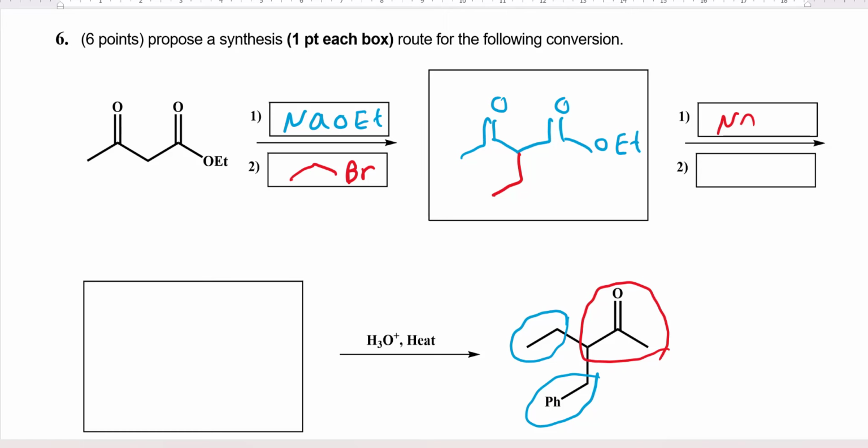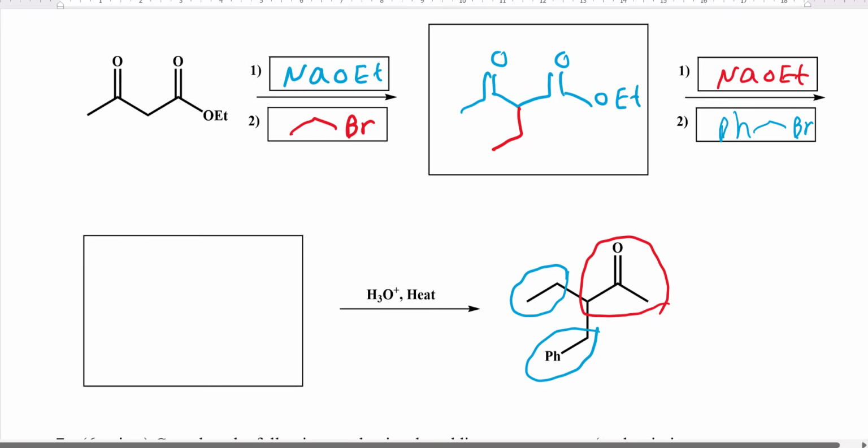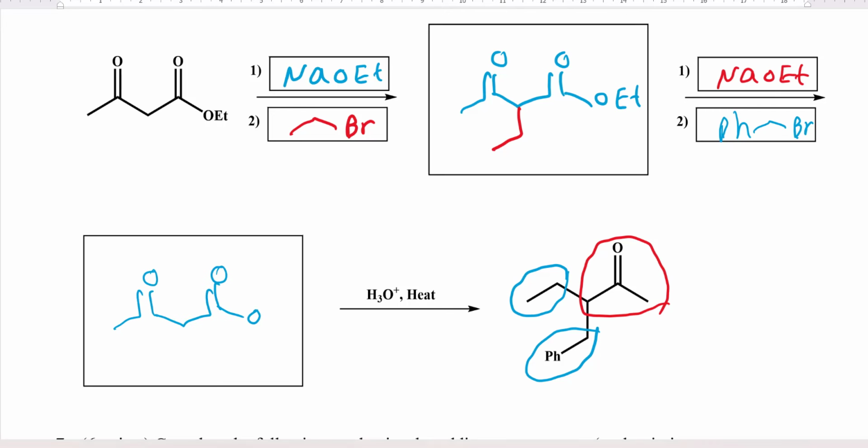Again, sodium ethoxide. Then for the second step, this time I'm going to use benzyl bromide, phenyl CH2Br. Then here for the product we have O-ethyl, we have ethyl here, and we also have benzyl here.